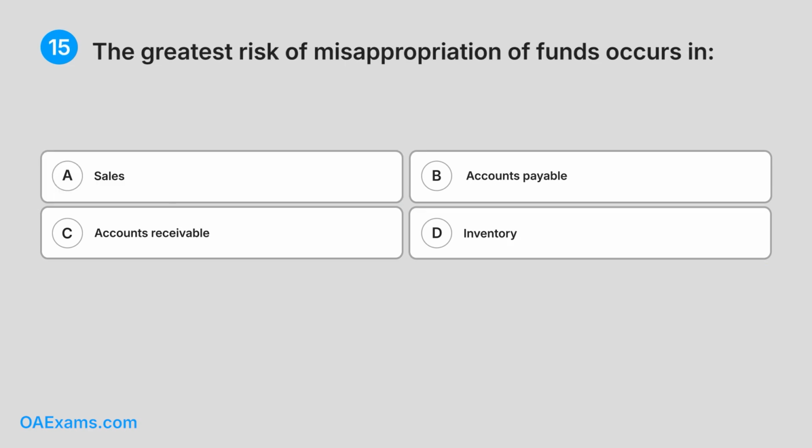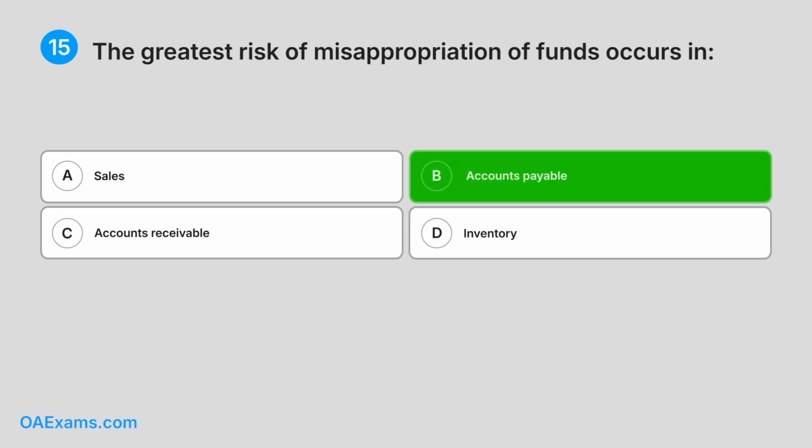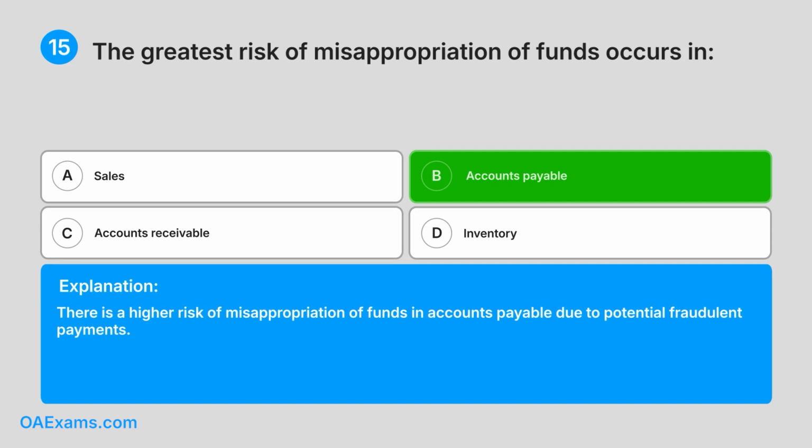15. The greatest risk of misappropriation of funds occurs in A. Sales, B. Accounts payable, C. Accounts receivable, D. Inventory. Do you know the answer? Correct. Answer B. Accounts payable. Explanation. There is a higher risk of misappropriation of funds in accounts payable due to potential fraudulent payments.